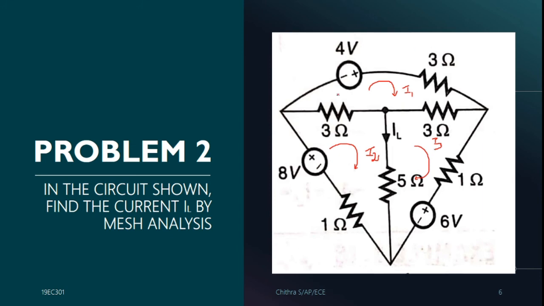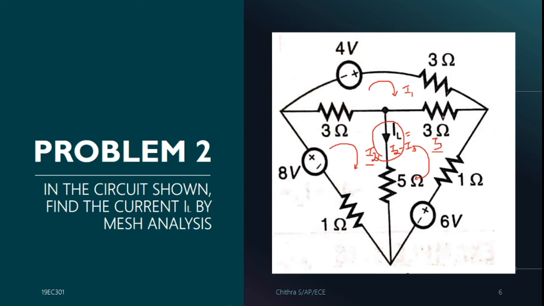With reference to these three currents, let us see how to solve this problem using a similar method we saw in the previous problem. Now we are asked to find IL alone. IL is present between the second mesh and the third mesh. So what will be the value of IL? IL will be nothing but the I2 value minus the I3 value, since it is present in a common branch between the second mesh and the third mesh.